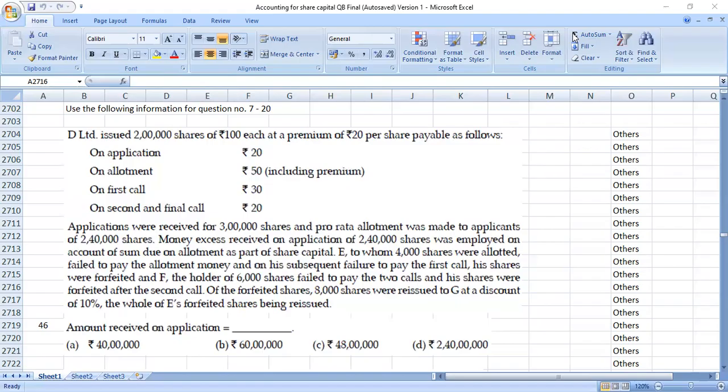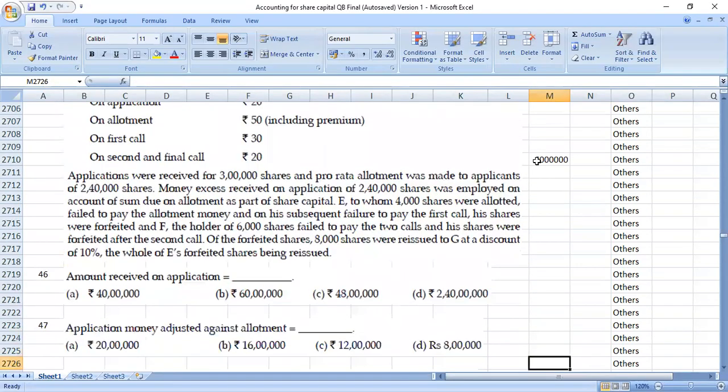Amount received on application. Application-ல எவ்வளவு பணம் நீங்க ரிசீவ் பண்ணினீங்க அப்படின்னு கேக்குறாங்க. How many applications did we receive? We received 3 lakh applications. For each application, how much did we receive? We received 20 rupees. So the total amount of money received on application is 60 lakh rupees. So choice B is the correct answer for the first question. We'll revisit the question again and again as we solve problems.